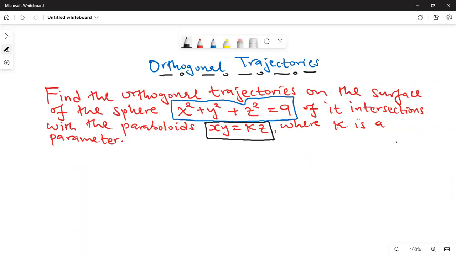So to be able to work out this question, we say let f of x, y, z be equal to x squared plus y squared plus z squared minus 9. Remember, usually the surface is f is equal to 0. So that's why we are subtracting 9 so that we have 0 on the right hand side.